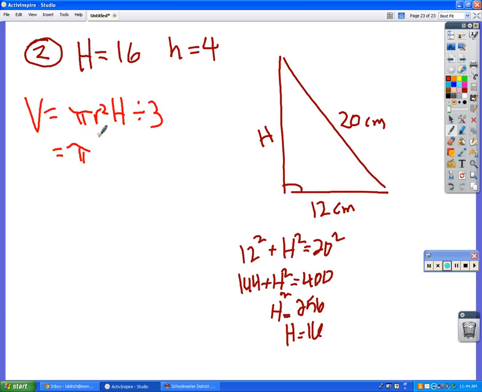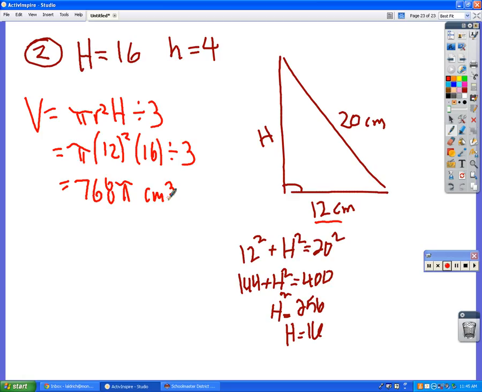So we can go, the radius is 12. So we can go pi times 12 squared times 16 divided by 3. And if we leave that in terms of pi to make it easier, you come up with 768 pi centimeters cubed. Okay?